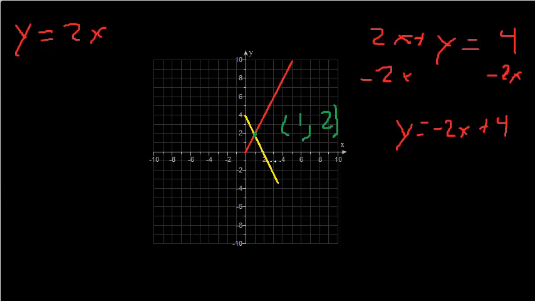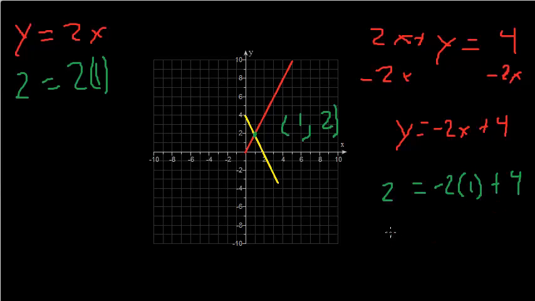Now let's go ahead and check this to make sure that it indeed is a solution to both equations. Plug in 2 for y and 1 for x, and 2 does equal 2 times 1. Over here, plug in 2 for y, negative 2 times 1 plus 4. So 2 is equal to negative 2 plus 4, which indeed is true. So this indeed is a solution to both equations, and we're able to find it graphically.